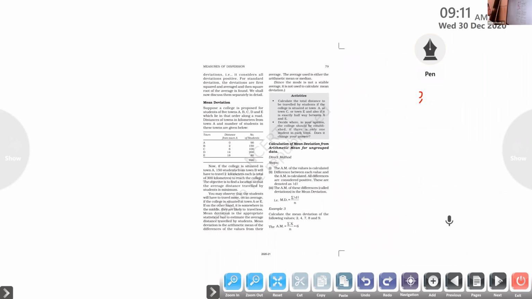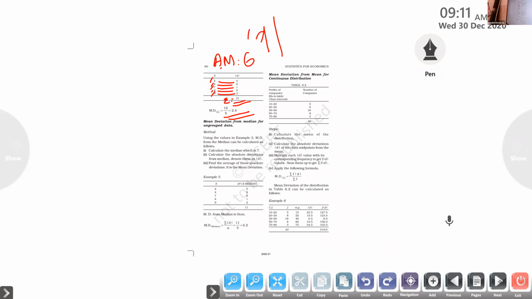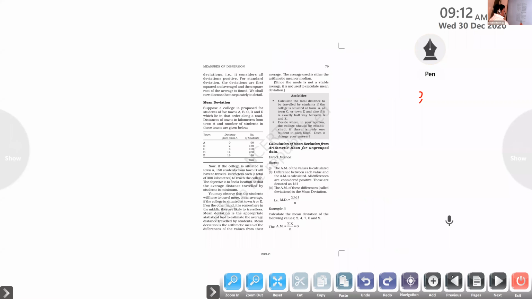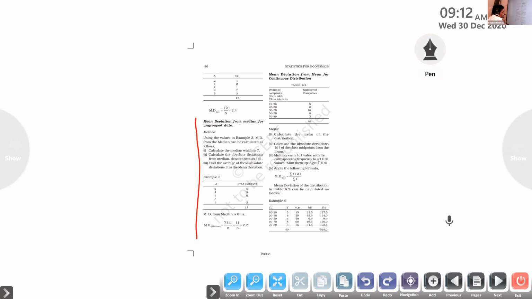Next one, mean deviation from the median for ungrouped data. So first of all, we used the arithmetic mean. Next, we are using the median to find out the mean deviation. Using the values in example 3, the same values we are going to use here. What are they? 2, 4, 7, 8, and 9. Same data we are using. The median can be calculated as follows. Calculate the median, which is 7, the center value, right?